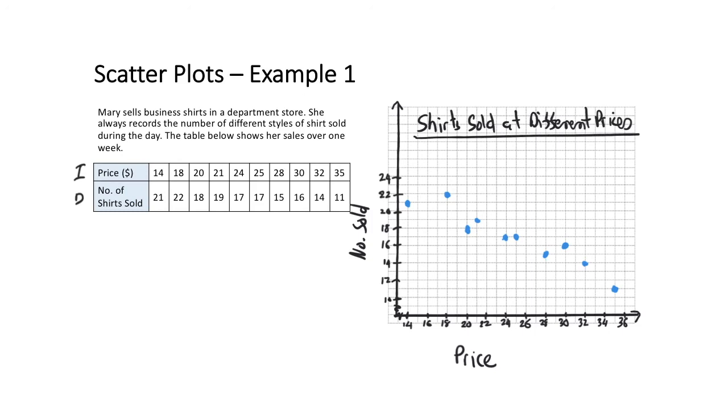I've got a title, I've got an x and a y axis that are labeled and with an even scale, with all my points correctly plotted. So that's an example of how we complete a scatter plot based on a table of values to be able to graph the relationship between two variables.